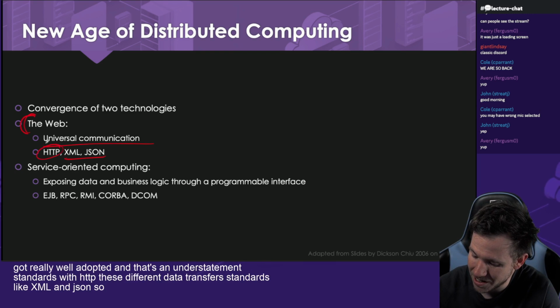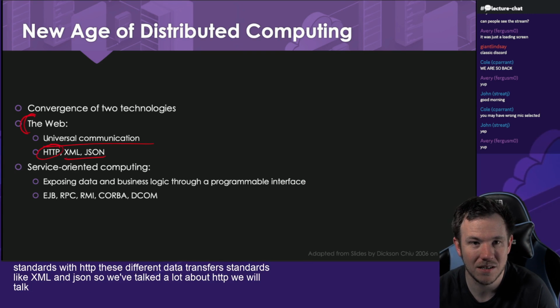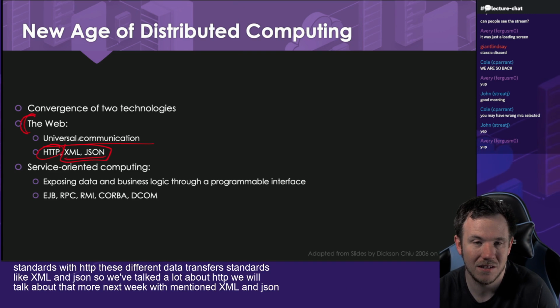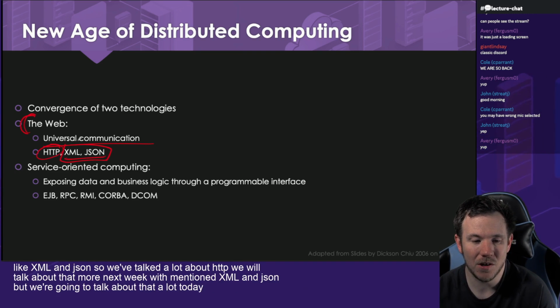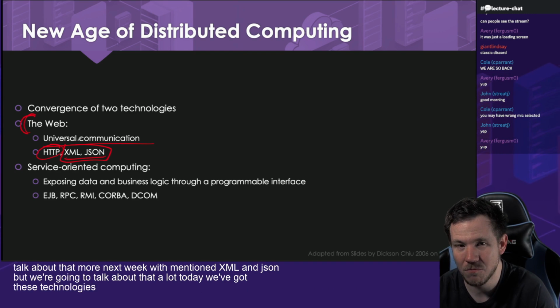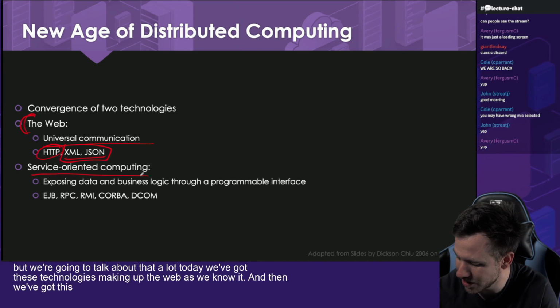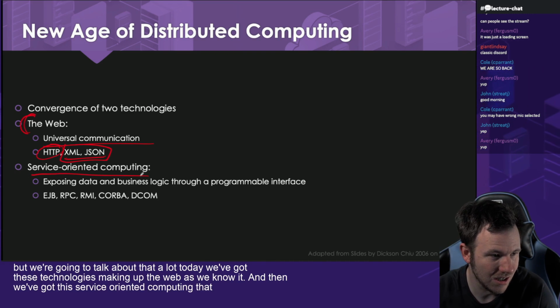So we've talked a lot about HTTP. We will talk about that more next week. We've mentioned XML and JSON, but we're going to talk about that a lot today. We've got these technologies making up the web as we know it. And then we've got this service-oriented computing that we're used to here.